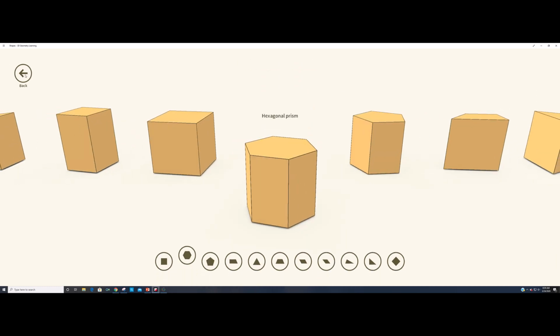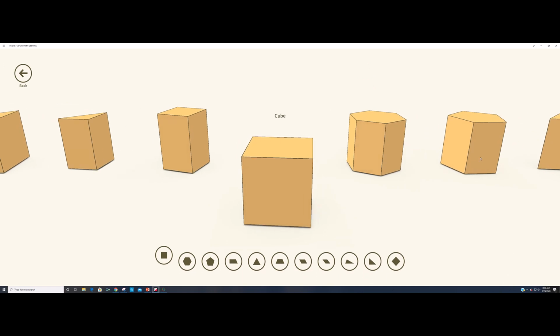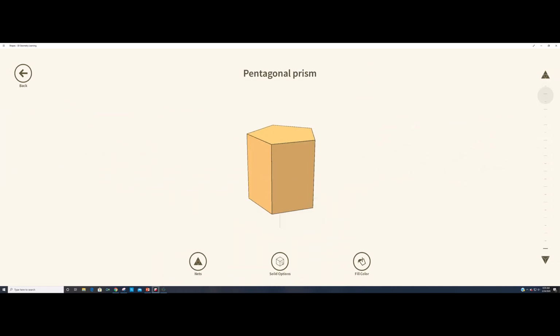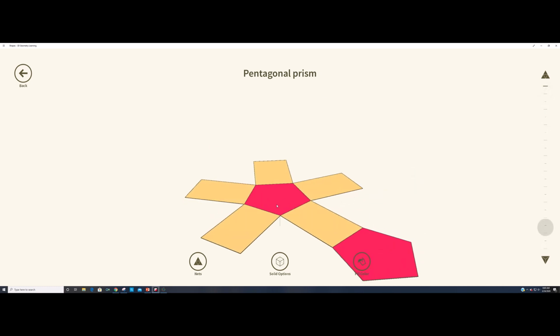So the hexagonal prism is just one of the many types of prisms we can look at. Here's a pentagonal prism. Pentagonal because if you look at the top, the base is a pentagon. If you were to look at the bottom, the base is also a pentagon. And if I were to spin it around, all the other sides are rectangles. In fact, you can see that if I open it up. Notice pentagon, pentagon, and then 5 rectangular sides.